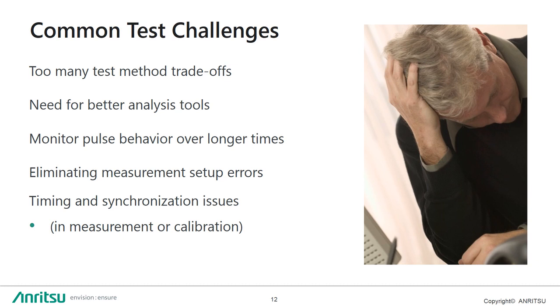Eliminating measurement setup errors and ensuring proper measurement setup and timing alignment can be challenging, especially when measurement solutions require the user to toggle between setup and measurement screens. And then we have timing and synchronization issues in measurement or calibration. Calibration under pulse conditions adds an extra degree of challenge. Timing and synchronization issues create uncertainty and can include unwanted behaviors.